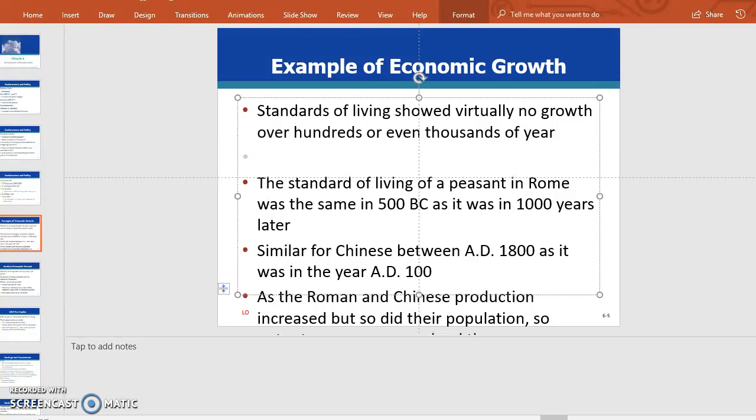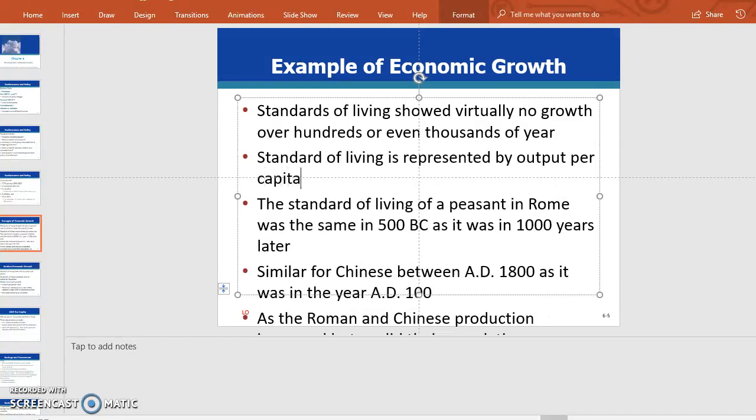So let us first define the standard of living. Standard of living is represented by output per capita, right? So this is total output, or as we call it GDP, gross domestic product of a country, divided by total population. That is output per capita, right?